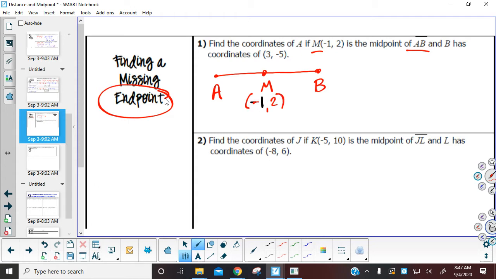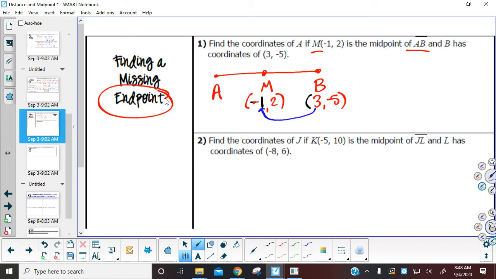Negative 1, 2. I don't know why that's changing colors. That's fine. B has coordinates of 3, negative 5. Okay, so then what I'm going to think about is this, and I have to do a little mental math. I'm going to look at what happened to go from the endpoint to the midpoint.